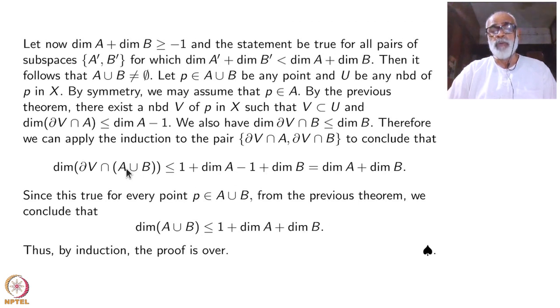See, this is for the boundary of the neighborhood. So, one more will be the dimension of the space itself. So, induction is quite easy here. Once you have this theorem, in terms of the ambient space A union B, I do not have to work with A and B separately, this boundary of V is taken inside A union B.